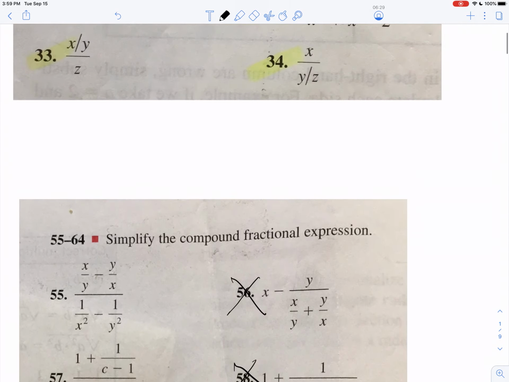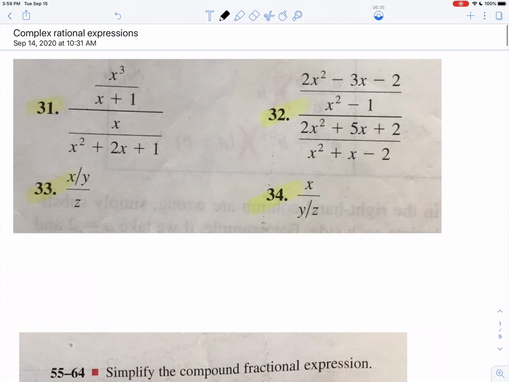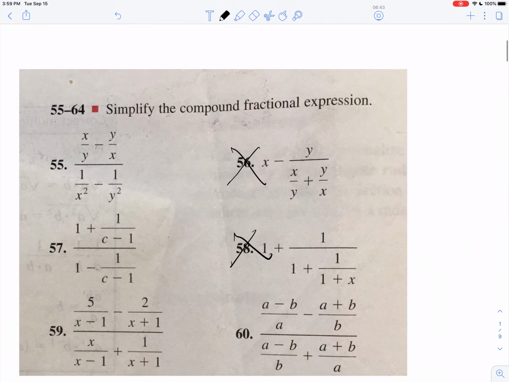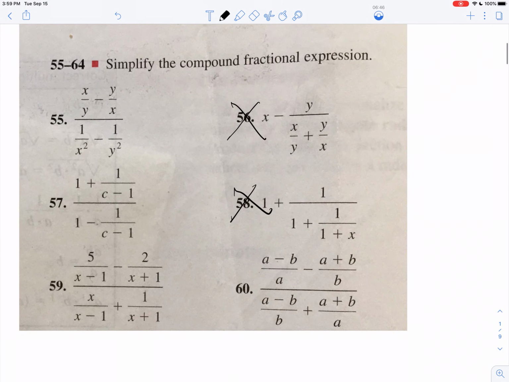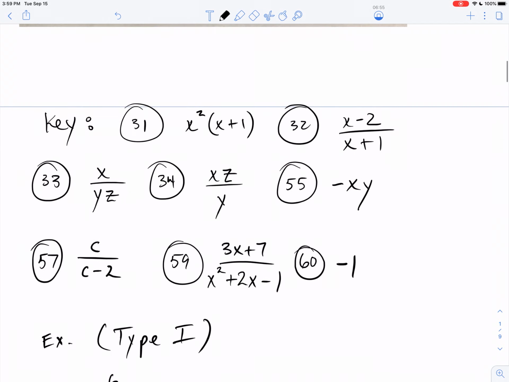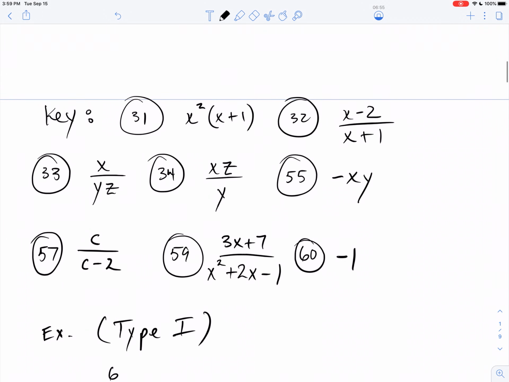So anyway, here we go. When all is said and done, look. Here's the assignment. You're going to do these 4 problems right here, and then you're going to do these 4 problems right here, because I don't want you to do this one or this one. We're not at that stage of the game yet. But 55, 57, 59, and 60. And then once again, of course, here's an answer key.